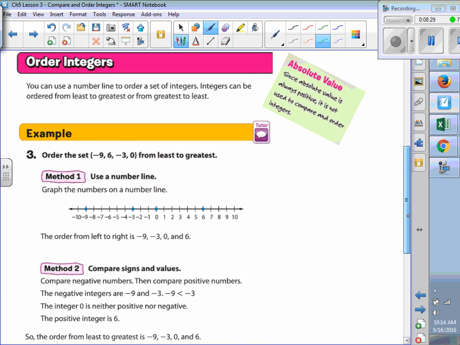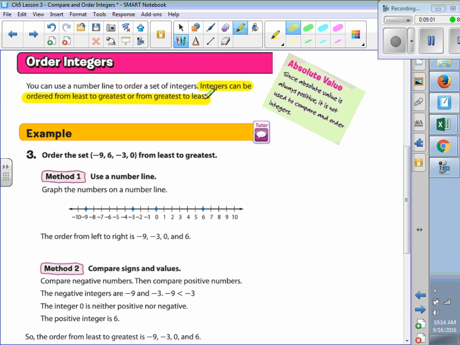So, ordering integers. When we order integers, you can use a number line to order a set of integers. Integers can be ordered from least to greatest or from greatest to least. You can also keep in mind what we talked about: the lower the number, when it's negative, the greater the value, right?